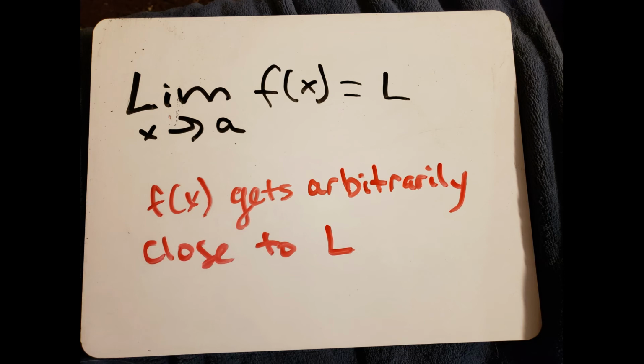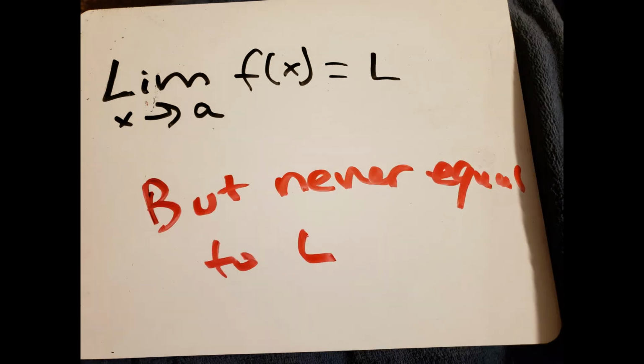A limit means that as x approaches a, f of x gets arbitrarily close to L but could never equal L, which is exactly what our secant lines did. They approached 3 but never equaled 3. It gave us an approximation, which is all we can do.